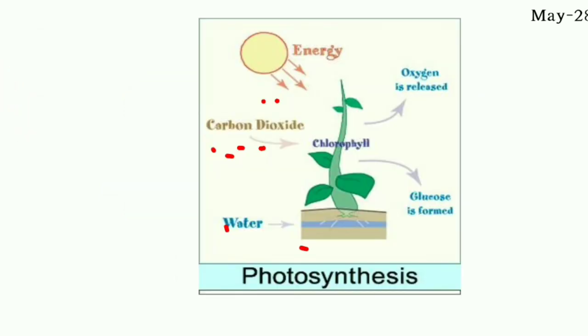Here we will get back to the point. So this is how carbon dioxide reaches the leaf, and water reaches the leaves through the stem. Now the chlorophyll, what exactly is this chlorophyll?